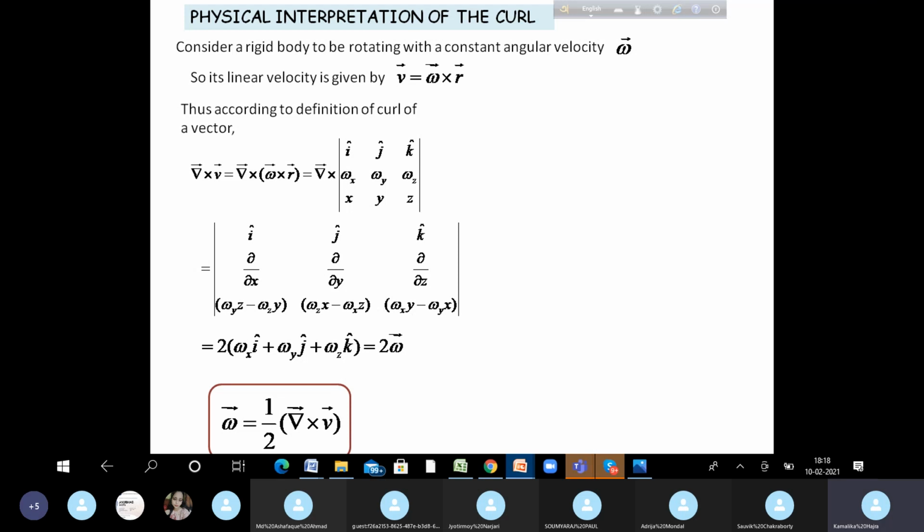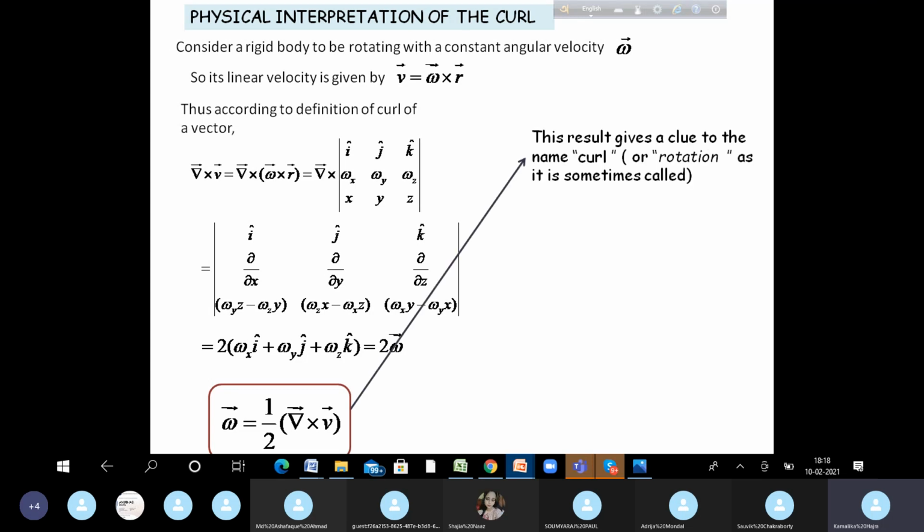Okay, so when we have a body which is moving with a linear velocity v, then we will get an angular velocity related to the body which is equal to half of curl of v. Okay, so this gives us a clue to the name curl. You know the meaning of curl. Curl means when do we say we have curled? When we say curl our fingers, or when you see curly hair. Okay, so there is a concept of rotation. So curl is also sometimes called rotation, rotation of a vector instead of curl of a vector, but curl is the more common name that is used.